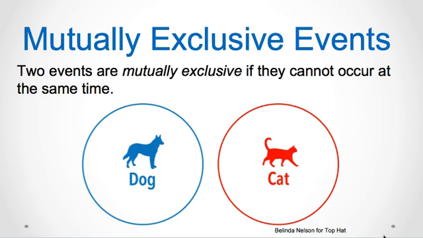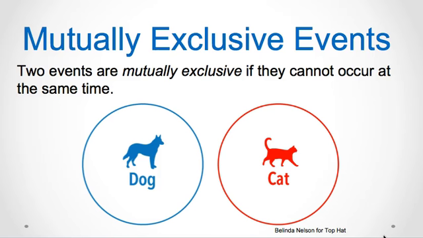whether we select a king or queen from a standard deck of cards, class ranking, freshman, sophomore, junior, senior, and so on. The key is that the probability of A and B is equal to 0. The probability of both events happening at the same time is equal to 0.